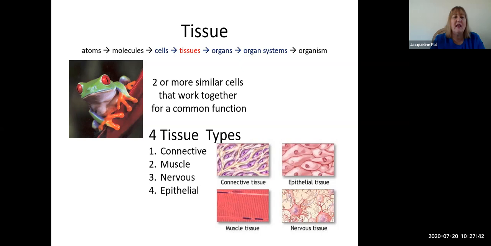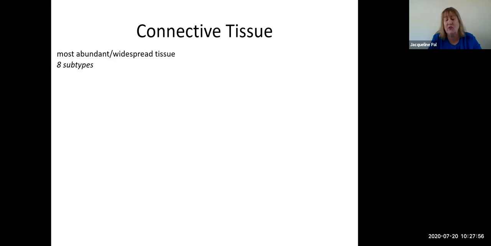I'm doing them in the order that they're printed here, 1, 2, 3, 4. That's why they're numbered that way. We're going to start with connective tissue. So let's learn the basics of all connective tissue. First off, there's going to be 8 different types. And this is the most widespread type of tissue in your body.